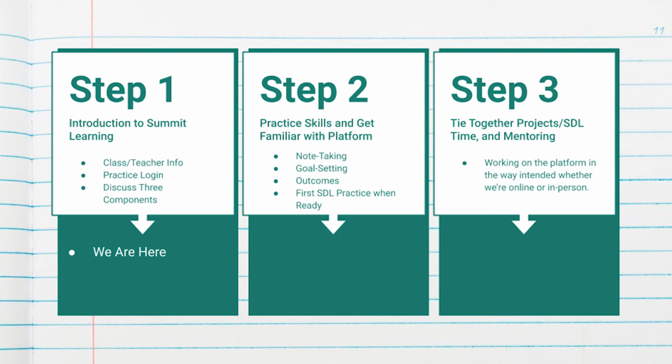We'll also look at outcomes we can expect from our learning, and we'll hopefully get into practice those focus areas in SDL time. Once we've kind of balanced that out, we'll get into step three and we'll begin to tie together those projects, those units that we have. We'll tie together SDL time and the mentoring, and then we'll have what we need that we can go on with for the rest of the school year.